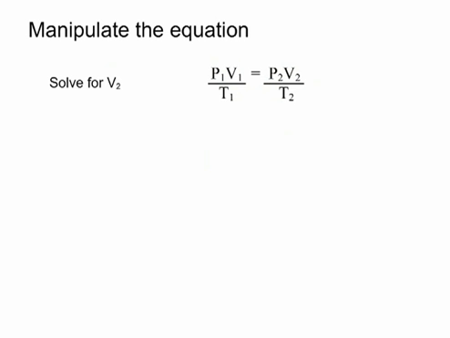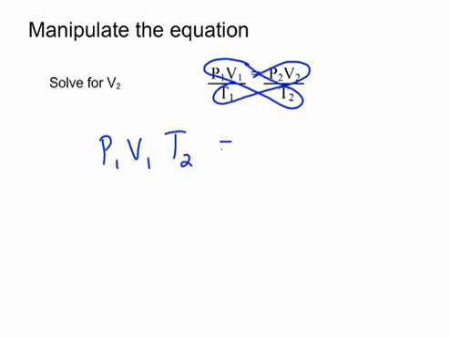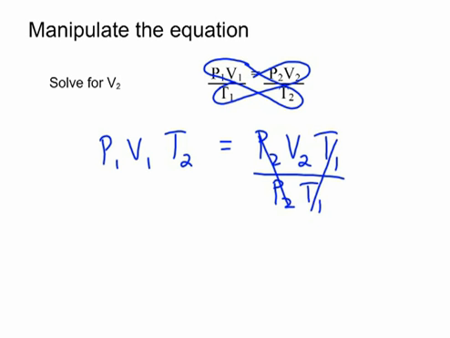Try solving for V2. You're starting out with the same thing. P1 times V1 times T2 is equal to P2 times V2 times T1. And since we're trying to solve for V2, we would divide both sides by P2 and T1. And now it's just a matter of plugging those numbers in, having solved for the V2.